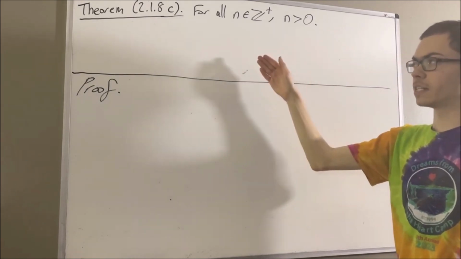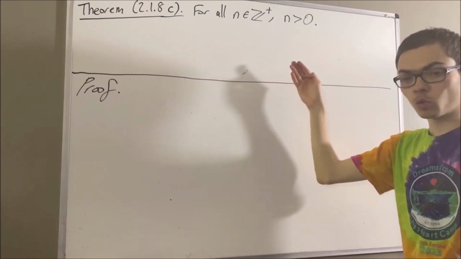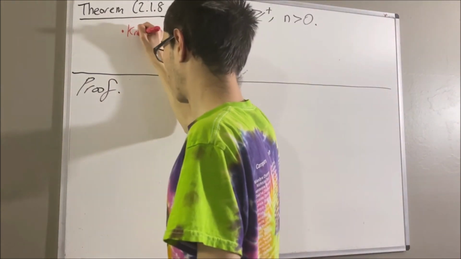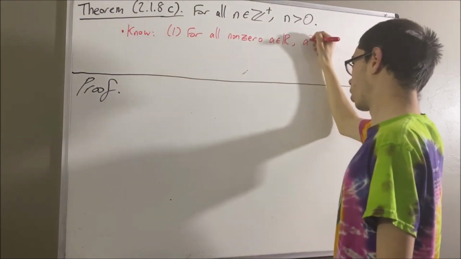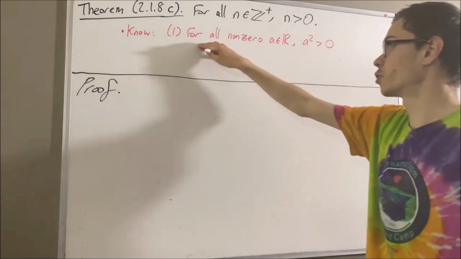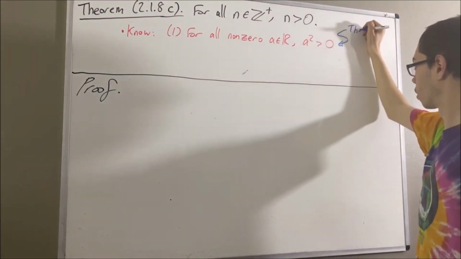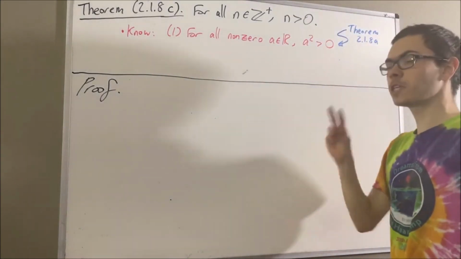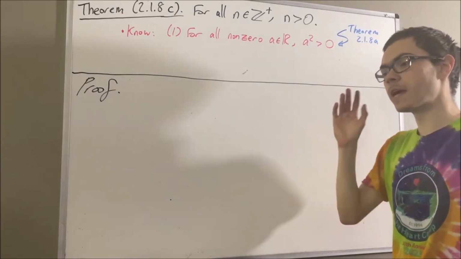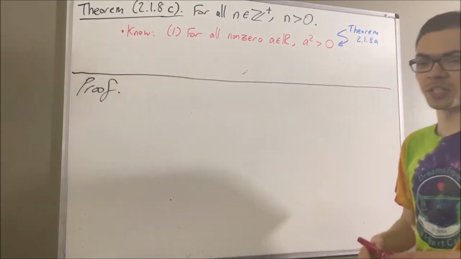The first fact is that for every non-zero real number a, a squared is greater than 0. And in the book, this is referred to as Theorem 2.1.8a. The second fact is that for every two real numbers a and b, if a is greater than 0 and b is greater than 0, then a plus b is greater than 0.